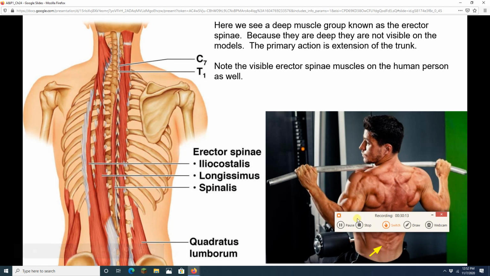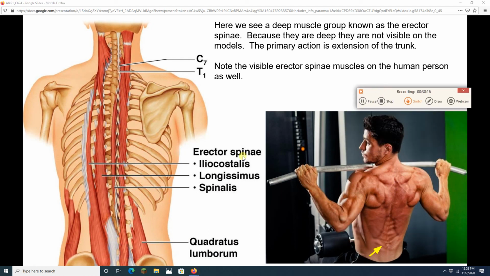Last group of muscles is this group of all these guys kind of going up and down adjacent to the vertebral column. These guys are known as the erector spinae. Let's translate that. They are the straightener of the spine. Don't worry about the three names here. We're just knowing the name of the group. The group is the erector spinae.